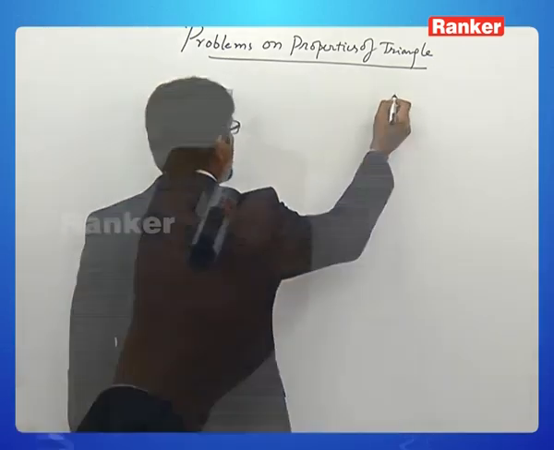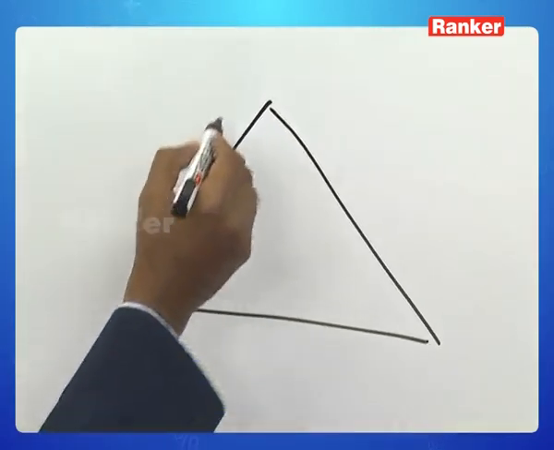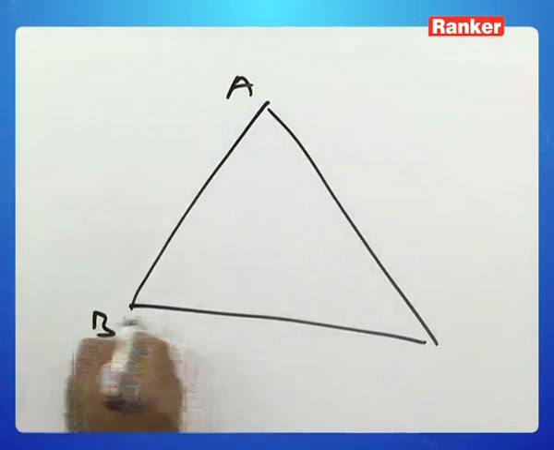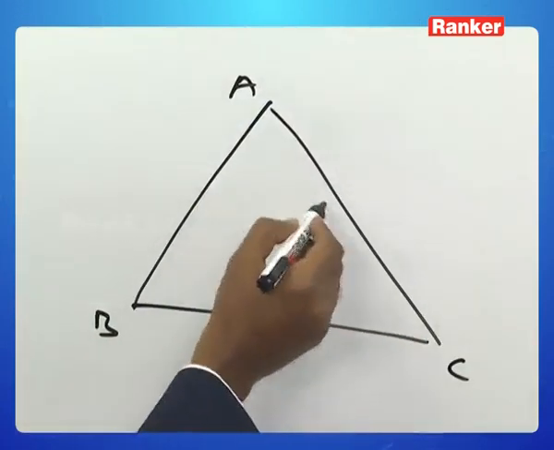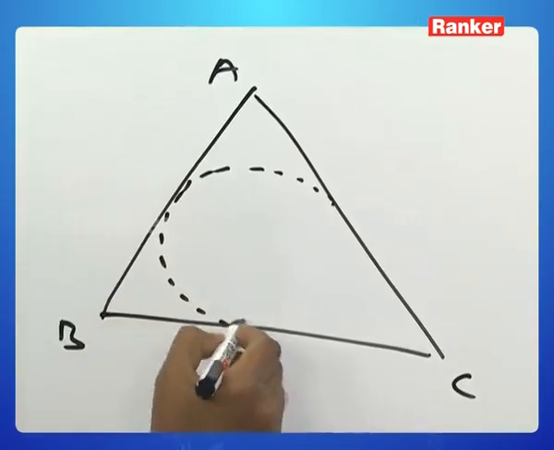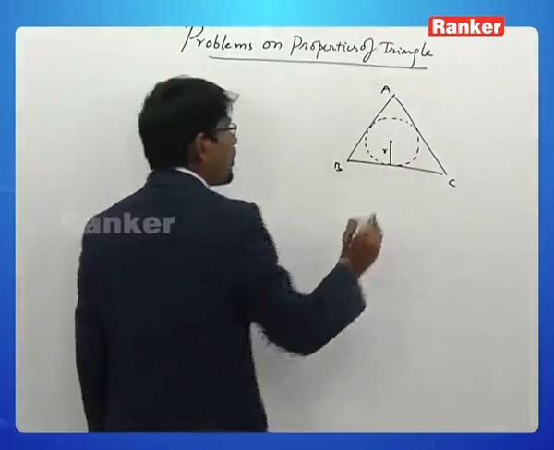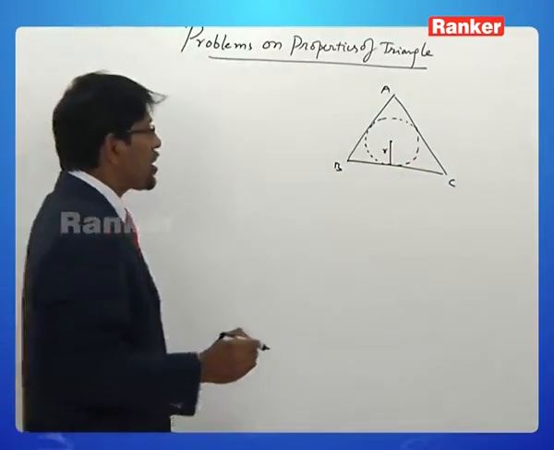Let's just have a look at this. Let's recall. You have a triangle ABC. R is the radius of the inscribed circle. This is R. R is the radius of the inscribed circle.